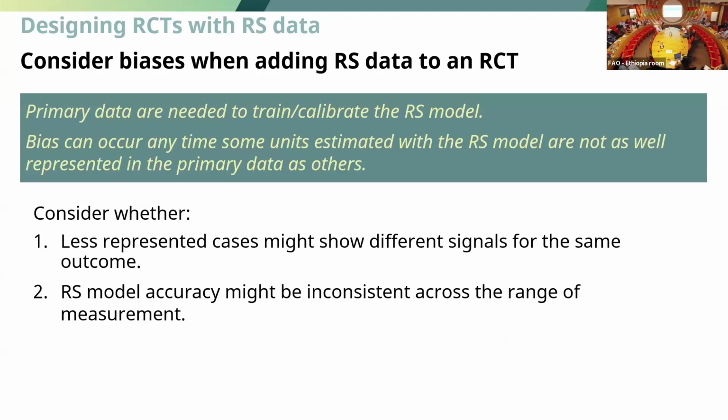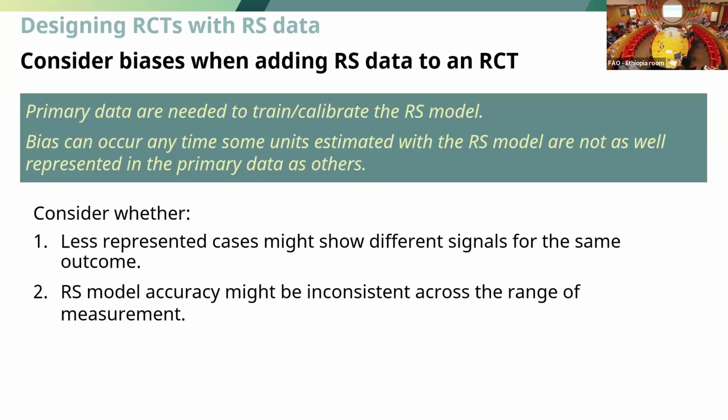The main point that we would like our reader to get here is that primary data are needed to train and calibrate any remote sensing model, or at the very least, to validate the remote sensing model. So if you're using a pre-existing model, you need to validate that locally to know what the error is and whether the error is biased for your different groups.